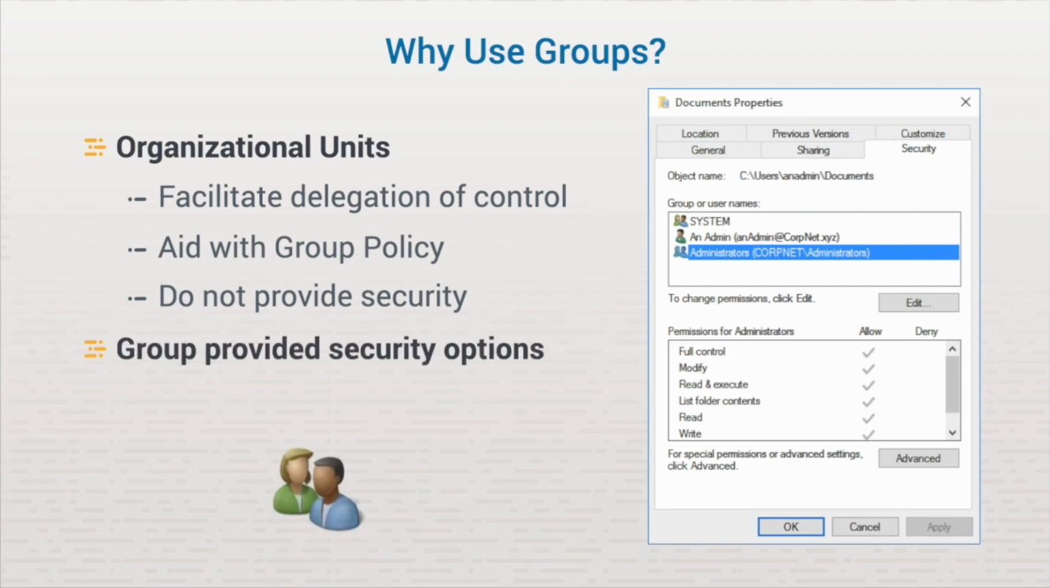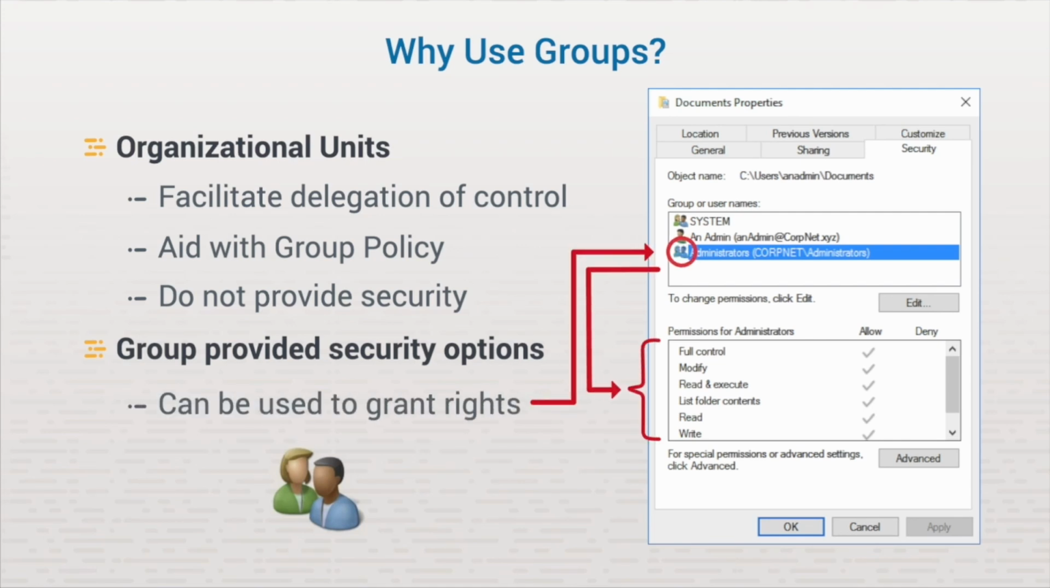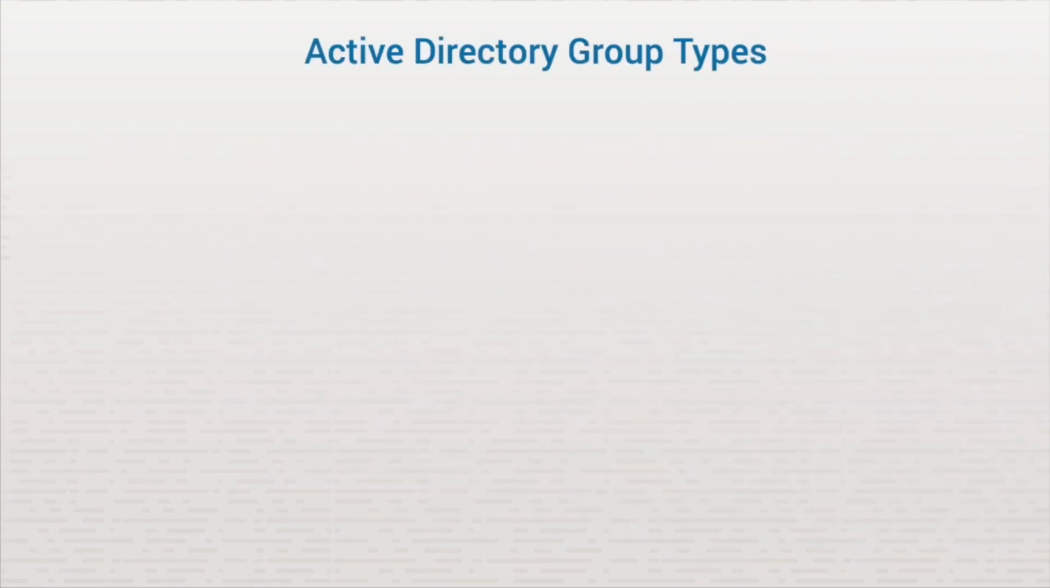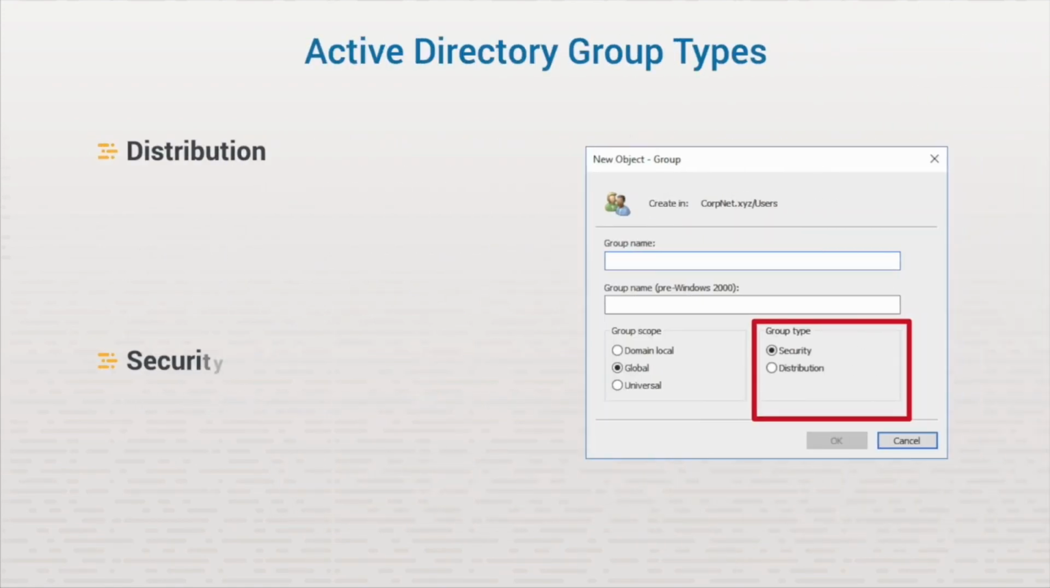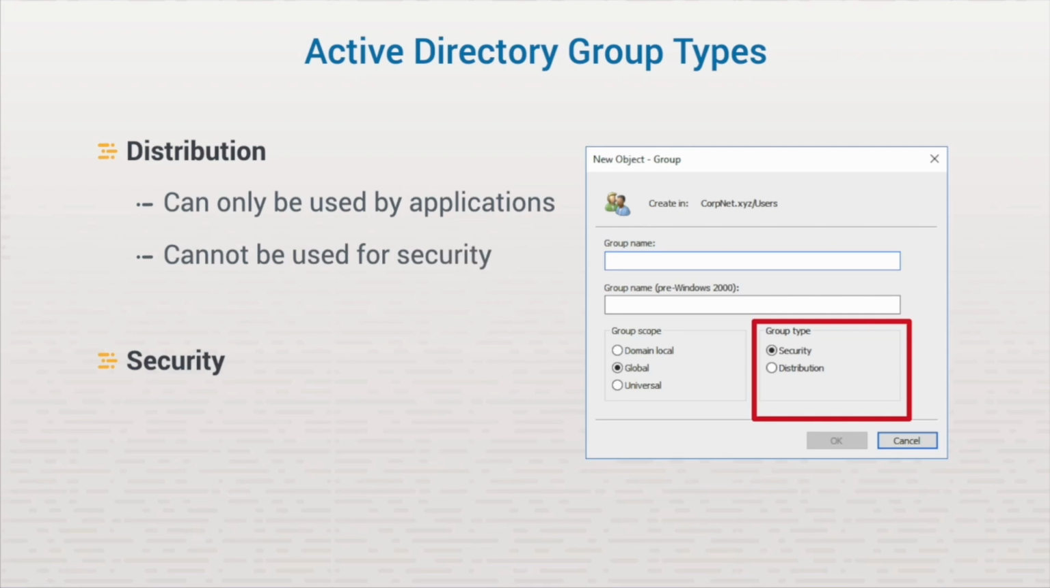However, since groups are security principals, they can be used when configuring rights and permissions from the Security tab. Because of this, it's important to understand the different types of groups that you can create and why you would create those specific types of groups. Active Directory has two types of groups, distribution and security. Distribution groups can only be used by applications. For example, Microsoft Exchange uses this type of group to create groups of people that will receive an email all at once. Perhaps the most important thing to remember about distribution groups is that they cannot be used for security.